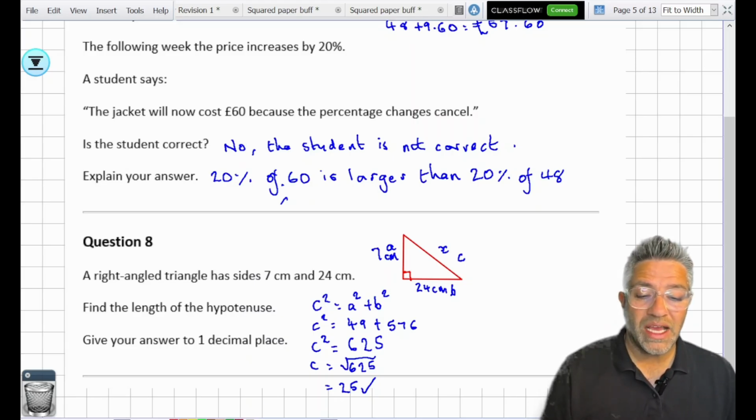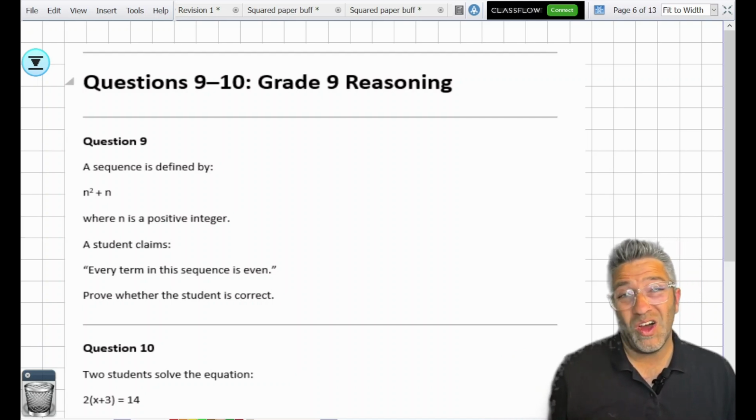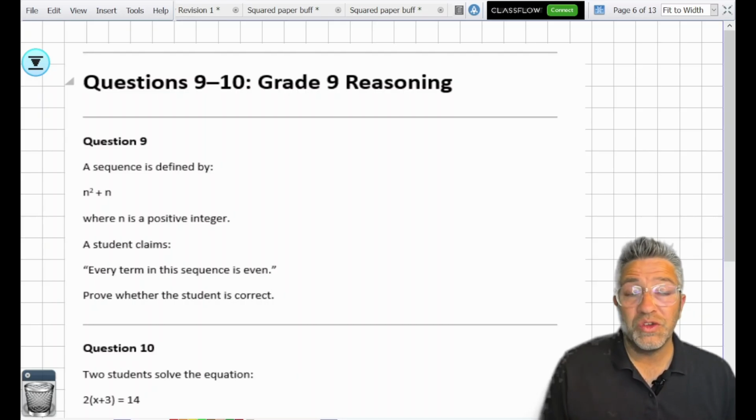We'll now look at questions 9 and 10, and you'll now see we're moving on to what we are referring to as grade 9 reasoning, and actually proof. It's a topic that pupils do find more challenging naturally because quite often there isn't a numerical answer. But we'll have a go.